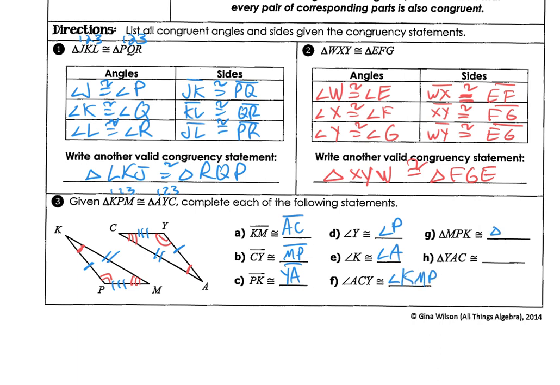Now here we're saying triangles. And again, use proper notation every time, right? MPK, that's 3, 2, 1. So that would be 3, 2, 1. YAC, that's 2, 1, 3. So on the other one, it's 2, 1, 3. Again, just matching up those parts, matching up the letters.